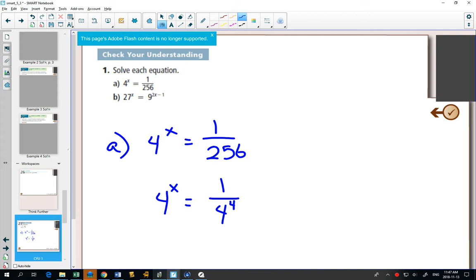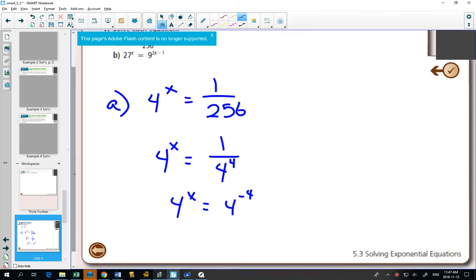But at this point, on the one side, I have 4 to the x. On the other side, the 4 is in my denominator. Do I have an exponent law that lets me change that so I can write this side as 4 to an exponent of something as well? Negative 4. And once both sides are powers of 4, you can just say, hey, I know what x is. X is equal to negative 4.